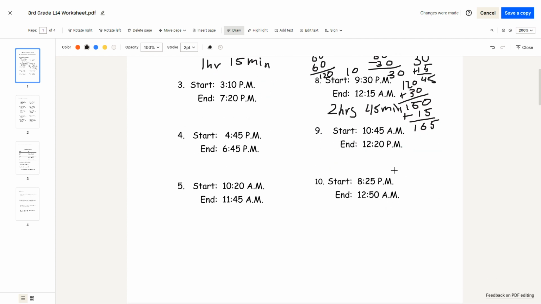Let's do number 10. We can also do subtraction here, actually, for this question. We do 12:50 minus 8:25. So we get 25, 5, and then 12 minus 8 goes 4. So we get 4 hours, 25 minutes.